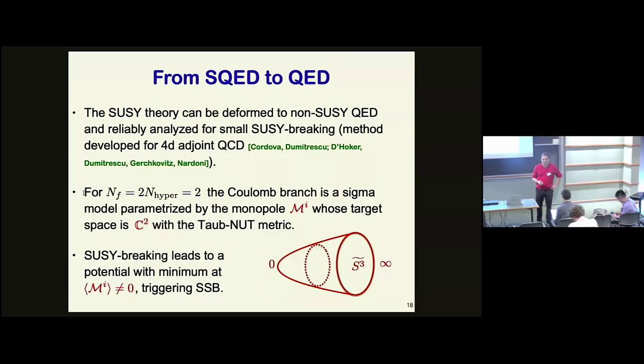It's very straightforward to flow down in masses. So if you want to give one of these fermions a mass, then you can flow to U(1) level one-half or something like that, and then you can analyze what is implied by this symmetry breaking. But in general, analyzing the theory for general N_F and general K is difficult.